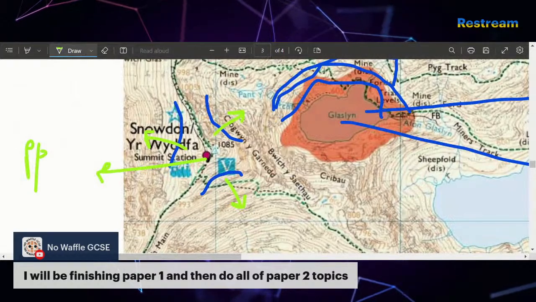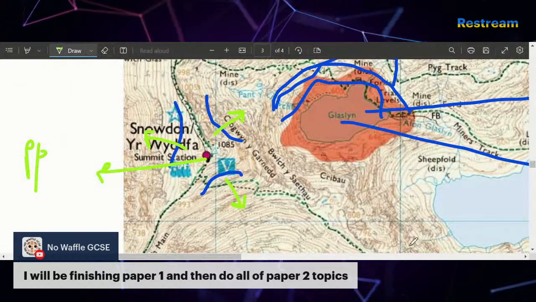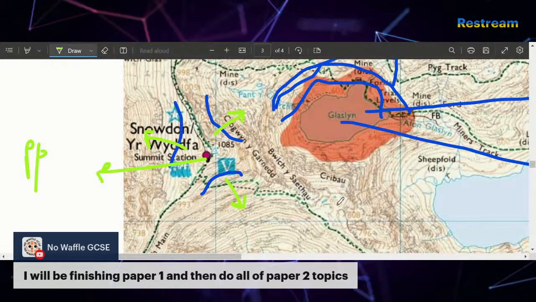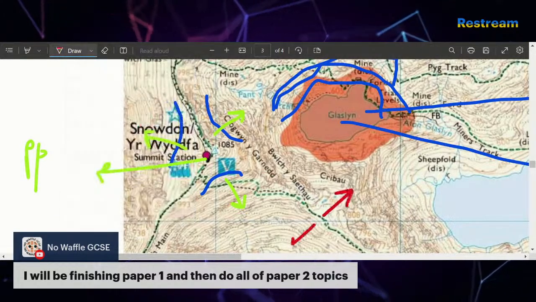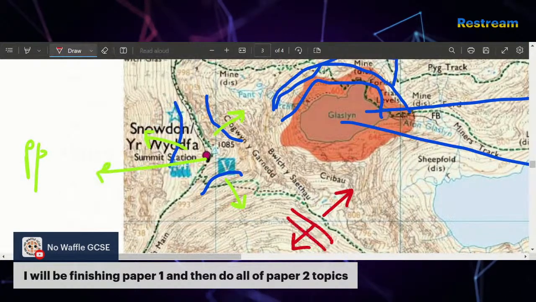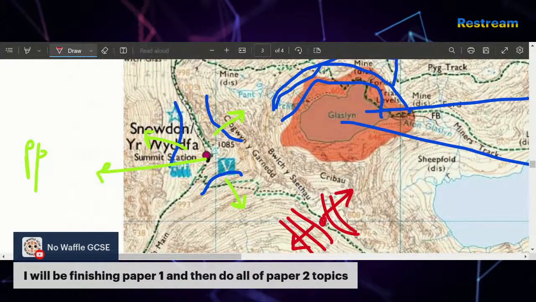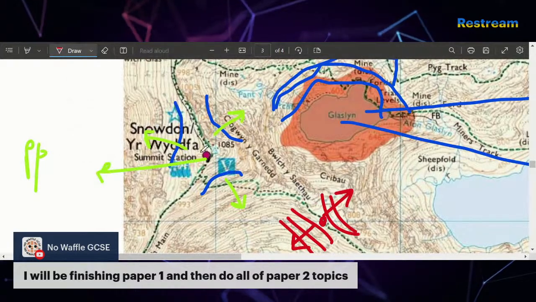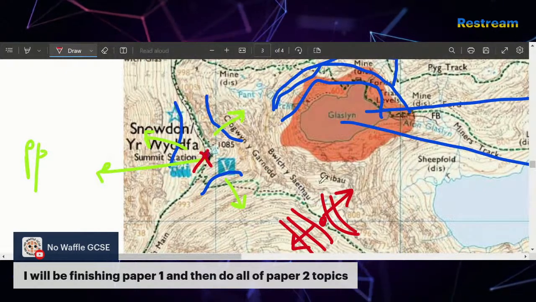A lot of the time people tend to mistake this as an arête, but remember, an arête would look like this. Here is an example of an arête, because you can see the contour lines are going this way, and then they're going this way. An arête only has 2 corries backing onto it, whereas a pyramidal peak has 3 corries, 3 glaciers, sorry, backing into it.